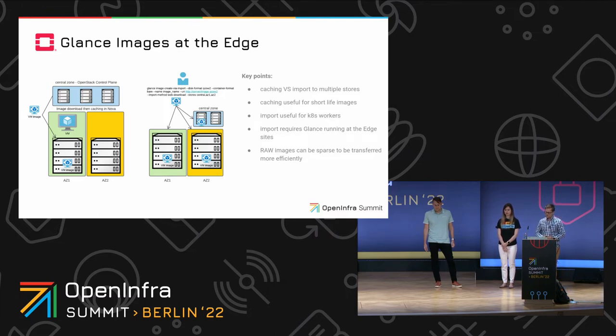One of the key points here is that you have to think about the type of workloads that you run, and how often the images have to be updated. In this slide, I presented two ways of doing it. Of course, there are more ways, but to summarize, I think you either want to cache the image on the remote site, or pre-import the image before deploying your workload.